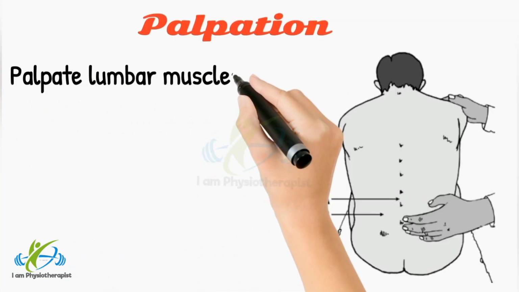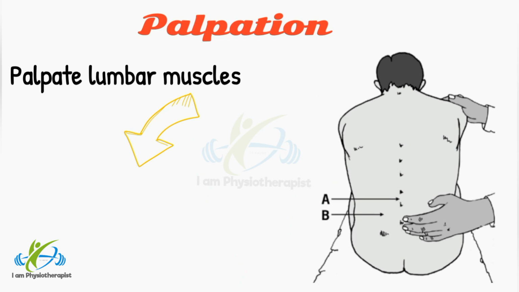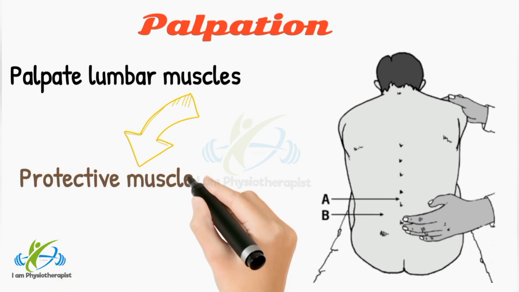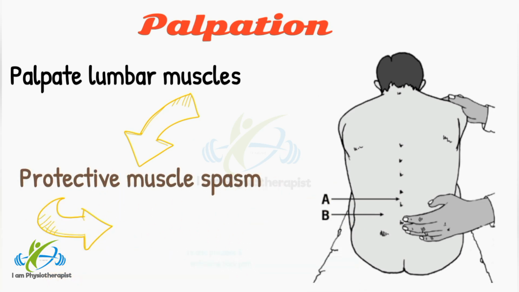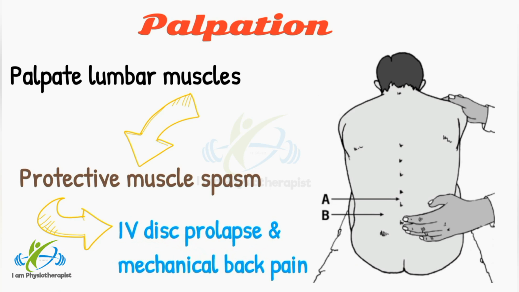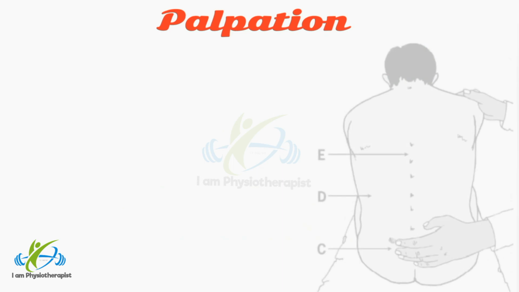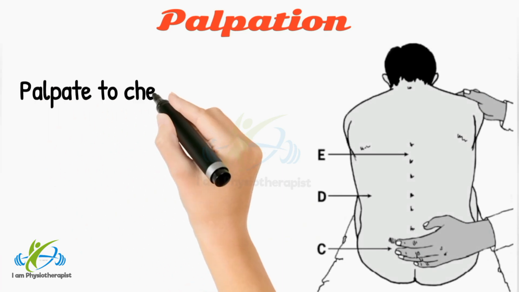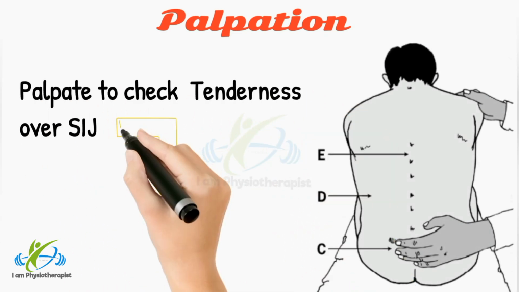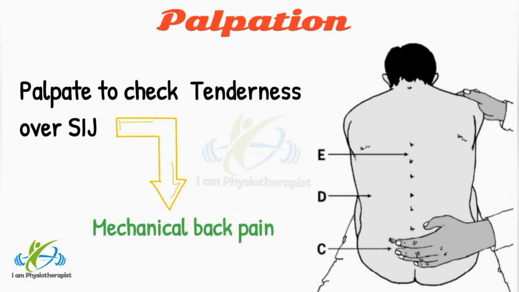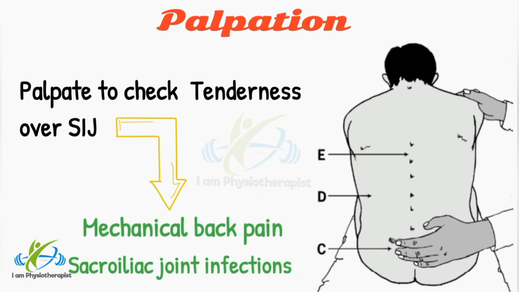Then palpate the lumbar muscles as shown in point B. This is especially likely to be found where there is protective muscle spasm, in cases of intervertebral disc prolapse, and mechanical back pain. Palpate to check the tenderness over the sacroiliac joints. As shown in point C, it may occur in cases of mechanical back pain, and in sacroiliac joint infections.